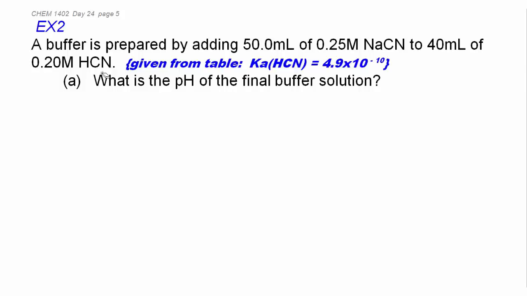Okay, here's a few buffer problems. See if you can get them. Use the modified Henderson-Hasselbalch equation to see if you can predict the pH of these buffer solutions. So my modified Henderson-Hasselbalch is pH equals pKa plus the log moles of conjugate base all over moles of conjugate acid.